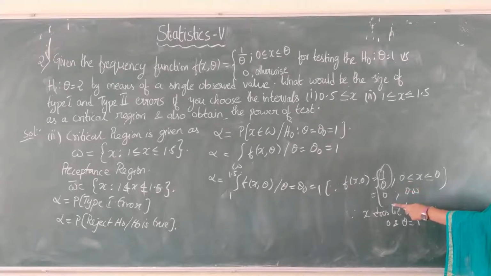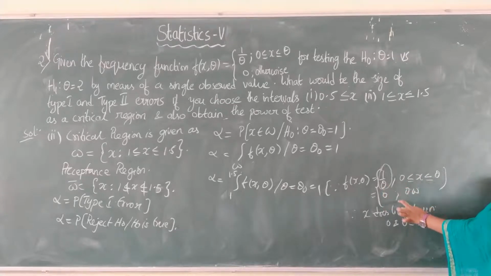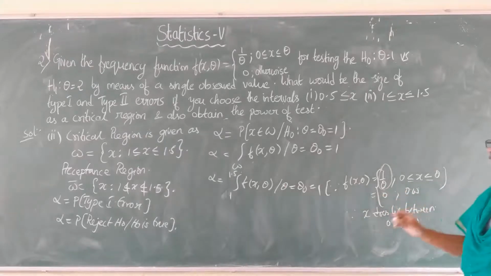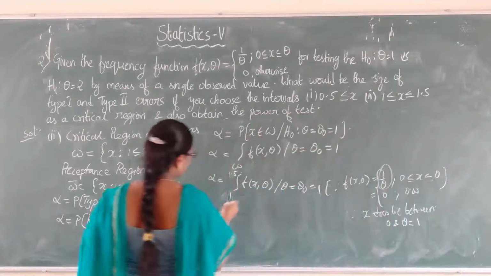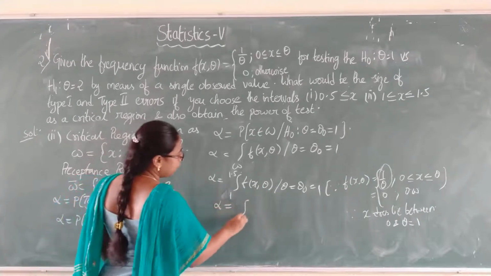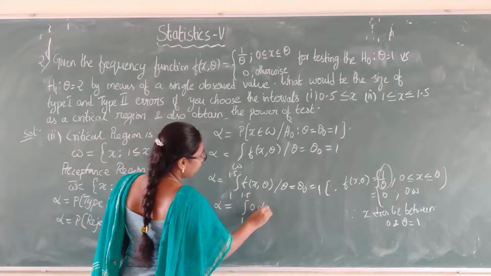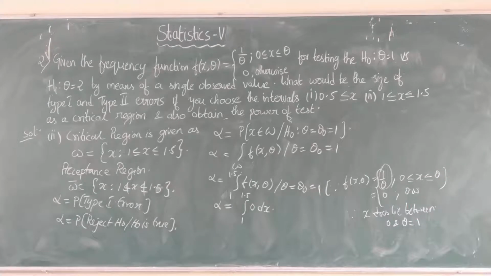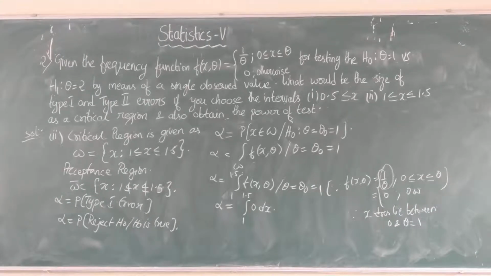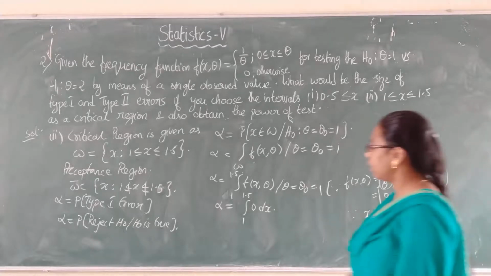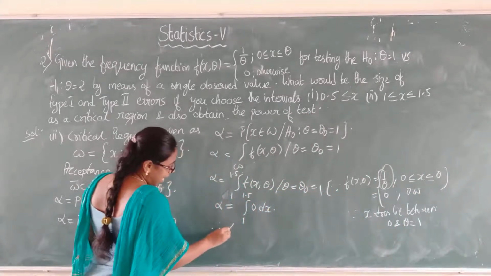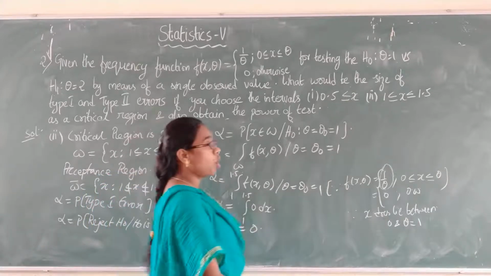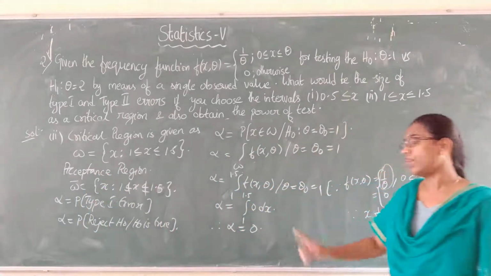So what will we consider the f of x value? In between 0 to theta means you will consider 1 by theta. Other than that, if you have any values, then you will consider f of x as 0. So that's why here f of x value will be equal to 0. So integral over 1 to 1.5, 0 dx. So what will be the 0 dx? It will be 0. That is, our probability of type 1 error will be 0. So therefore alpha equals to 0. The probability of type 1 error we got as 0.